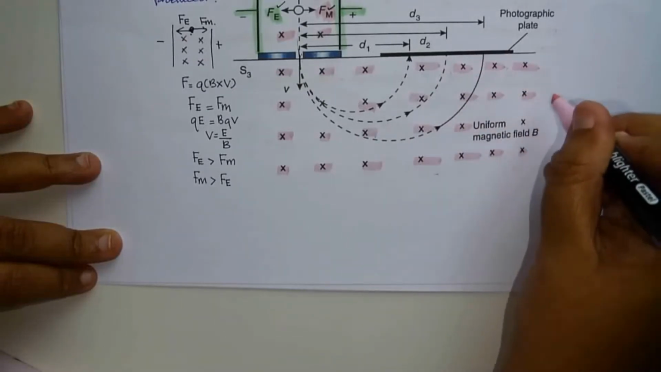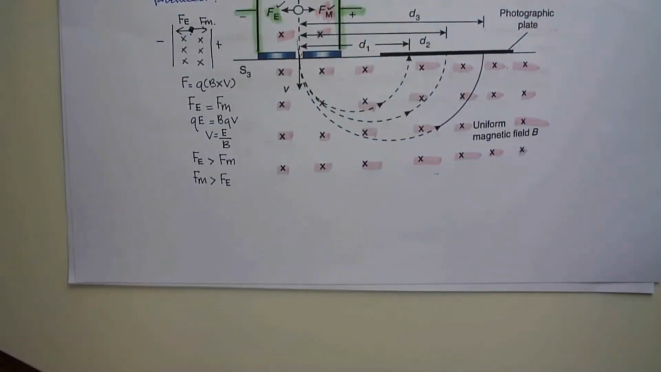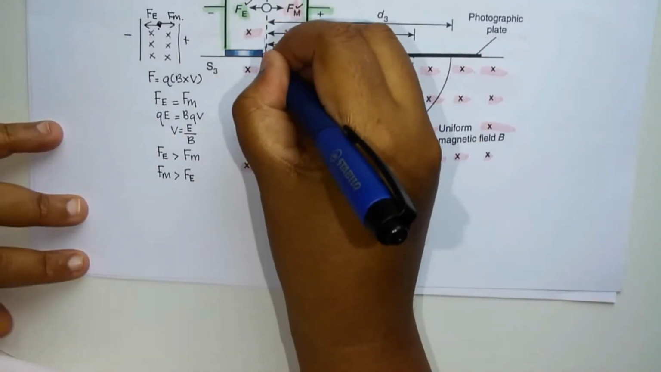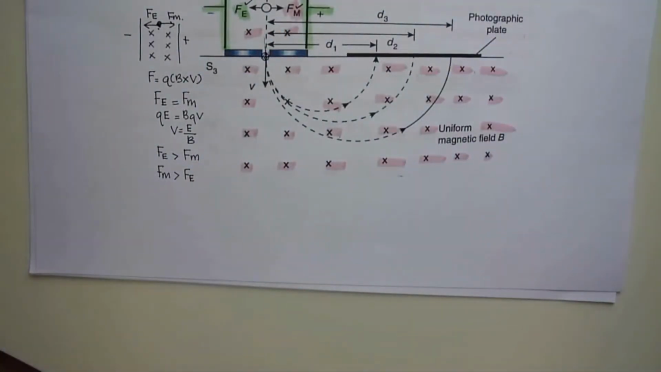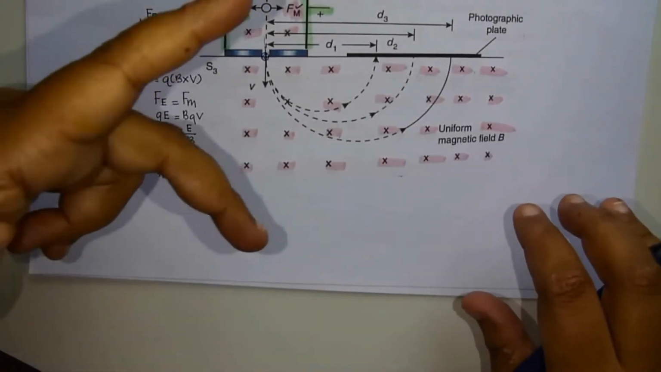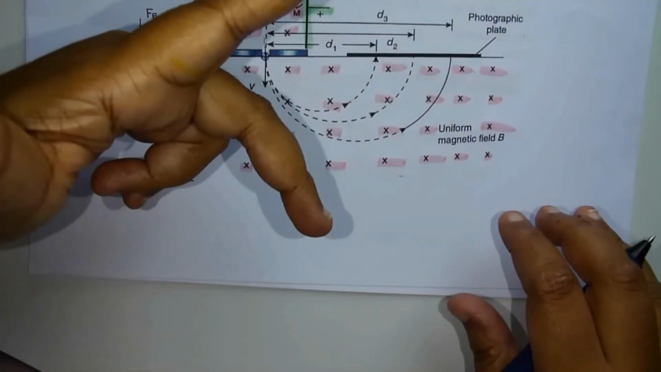Okay, we have only a magnetic field. So what will happen to the ion? The ion will only be exerted by a magnetic force. Okay, so what will be the direction of the magnetic force? We use our Fleming's left hand rule.